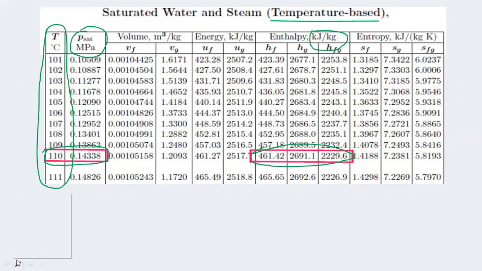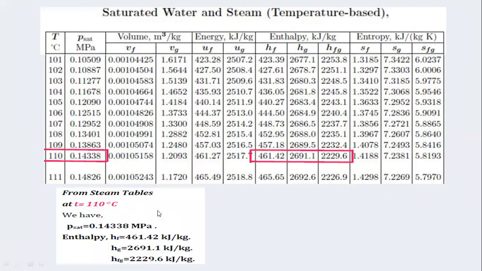Let us see how we can solve this problem now. Follow the same steps which we have done for the other two cases, and you get the answers. From steam tables at 110 degrees Celsius, the saturation pressure is 0.14338 megapascal. Hf value is 461.42 kilojoules per kg. Hg value is 2691.1 kilojoules per kg. Hfg is equal to 9.6 kilojoules per kg.